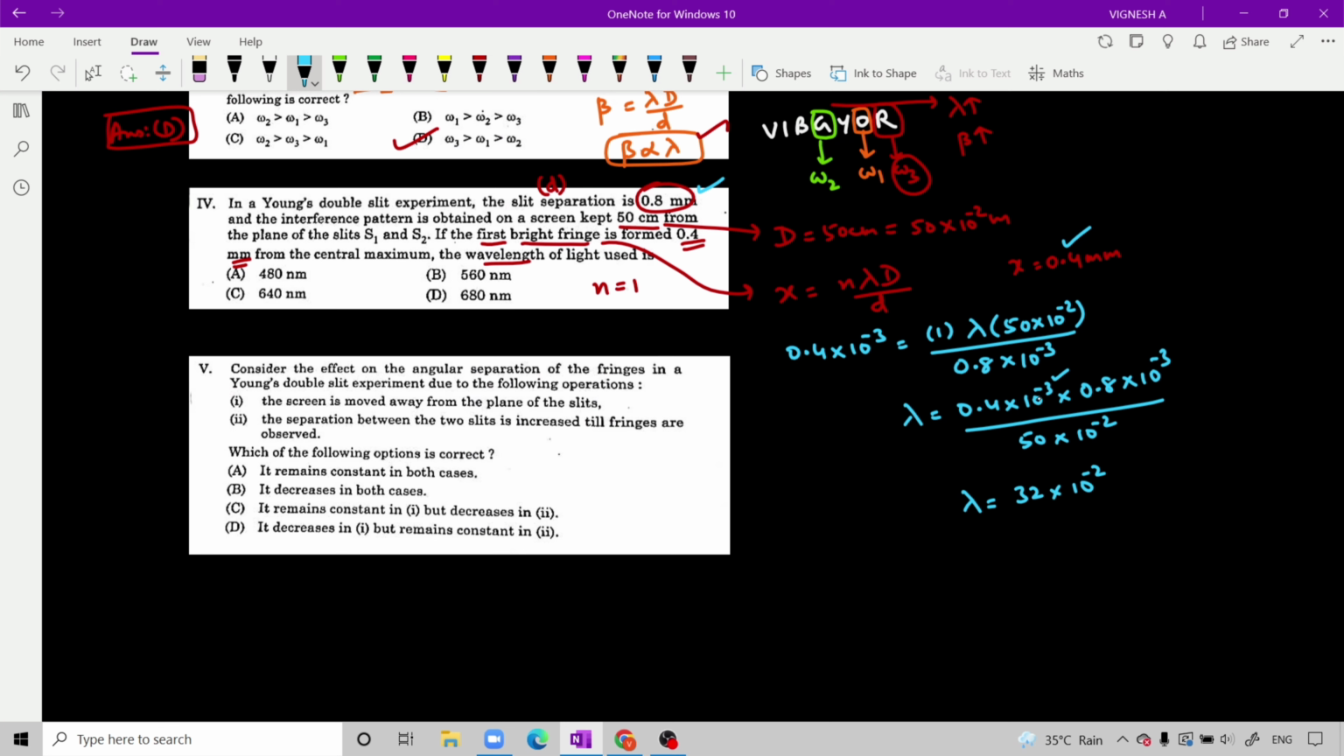Already there is a 10 power minus 3 and minus 3 here, so that will be 10 power minus 6. Okay, below you have 50 into 10 power minus 2. Cancel this. So lambda is equal to 32 by 50. So if you compute 32 by 50, you get 0.64 into 10 power minus 6 meters.